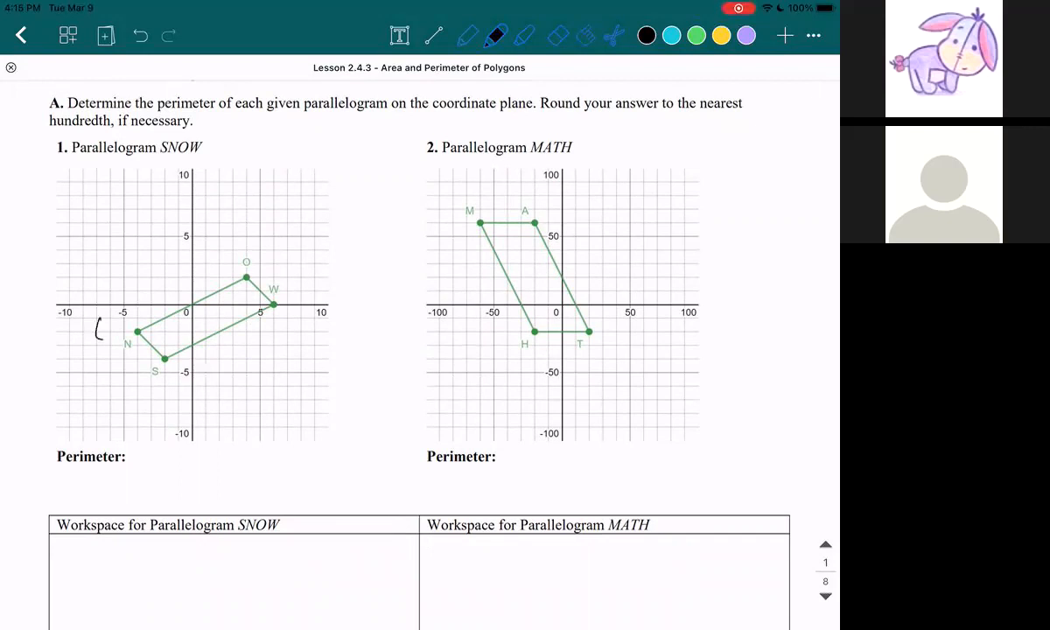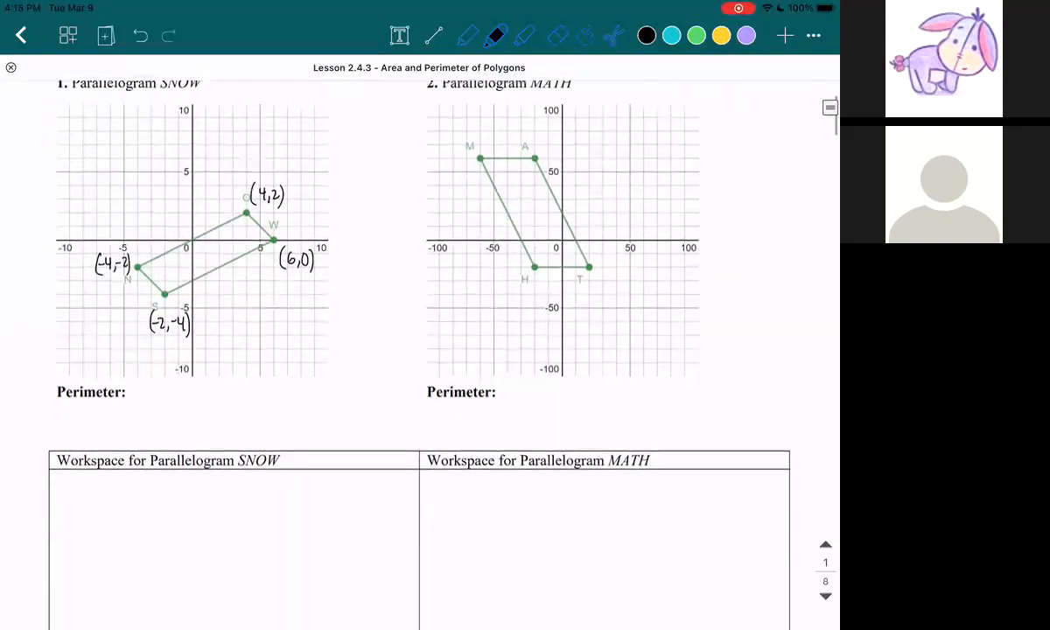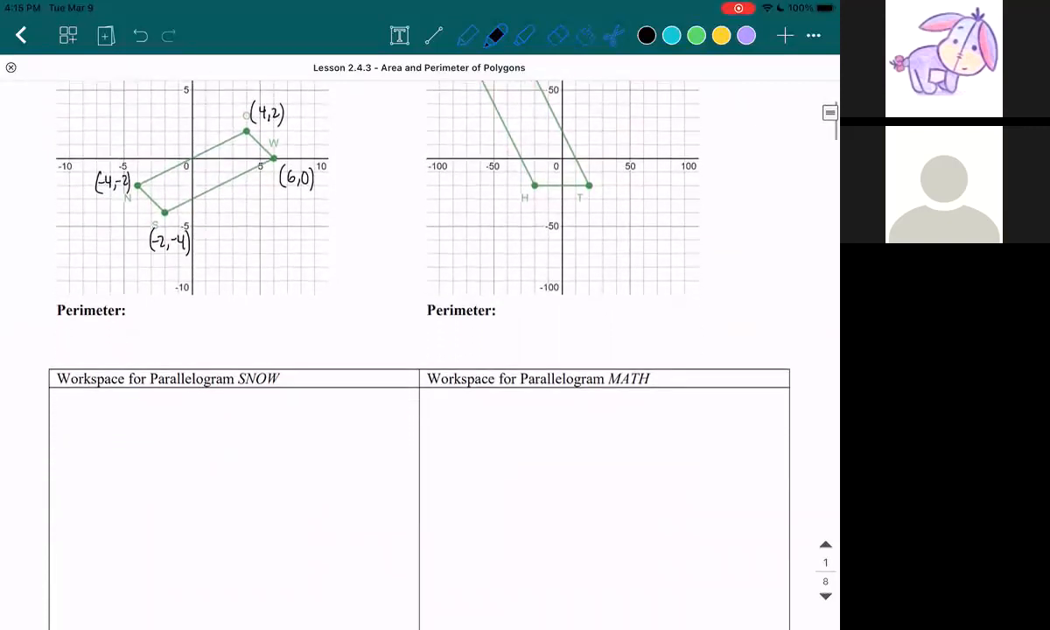So let's figure out this point. This is -4, -2. This point is 4, 2. This point is 6, 0. This point is -2, -4. Okay, so we got all 4 of our points labeled. And then remember that we can use the distance formula to calculate the length of each side.